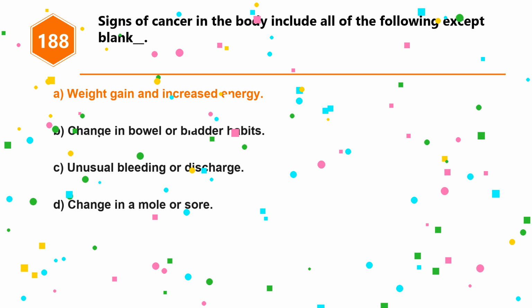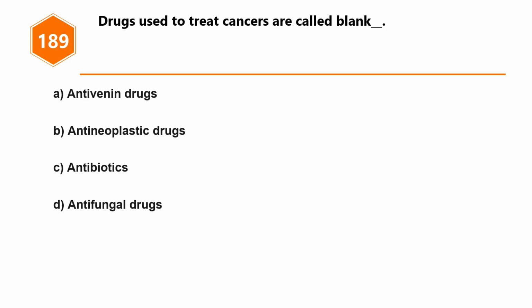The correct answer is option A. Weight gain and increased energy. Question 189. Drugs used to treat cancers are called blank blank. Option A, antivenin drugs. Option B, antineoplastic drugs. Option C, antibiotics. Option D, antifungal drugs.